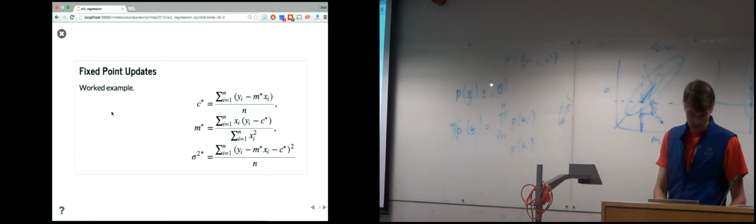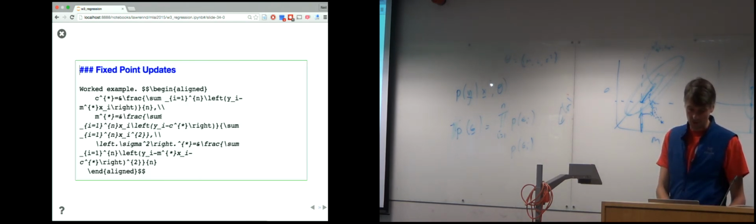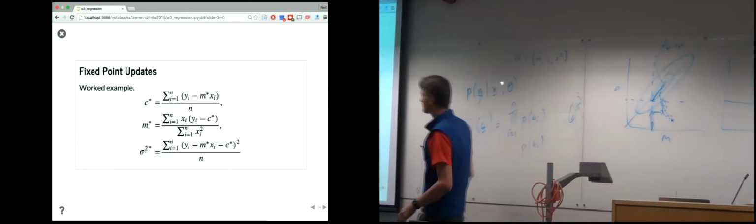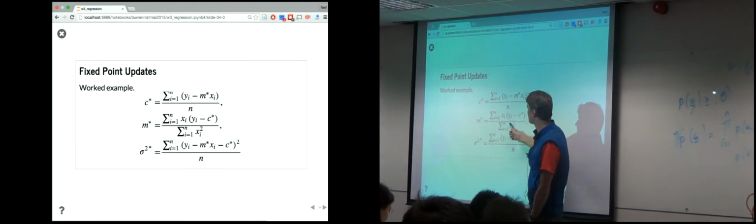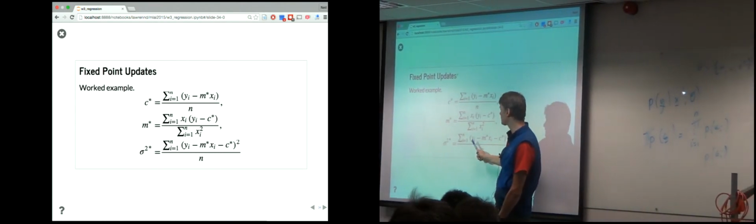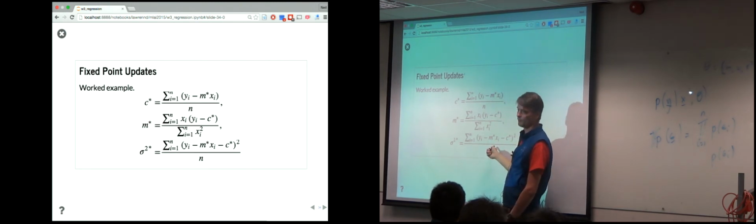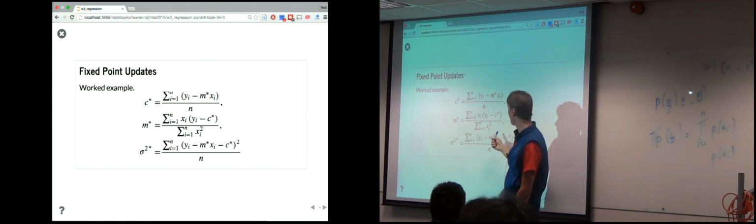So you can also, in your own time, work out what the fixed point update is for sigma squared. Sigma squared is great because neither of these depend on it, so you don't have to include sigma squared in your iteration. You have to optimize between these two, and when you're satisfied you've got the right values for these two, then you can compute your value for sigma squared in one shot. Okay? So sigma squared is great.